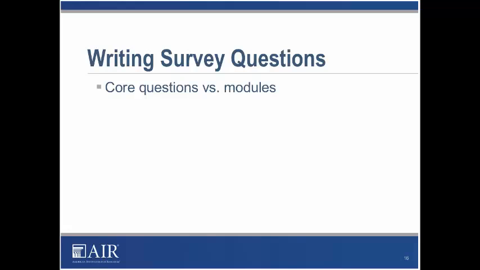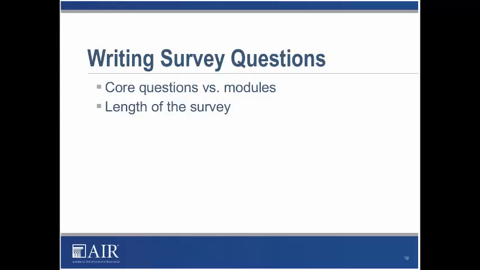So in order to accommodate both goals, you may want to organize your questionnaire so that you have two parts. One is the core, which includes a set of basic questions that remain the same over time. And then you can have these topic modules, which include questions that can be changed as needed. So one part remains the same, and then one or more parts can change over time.